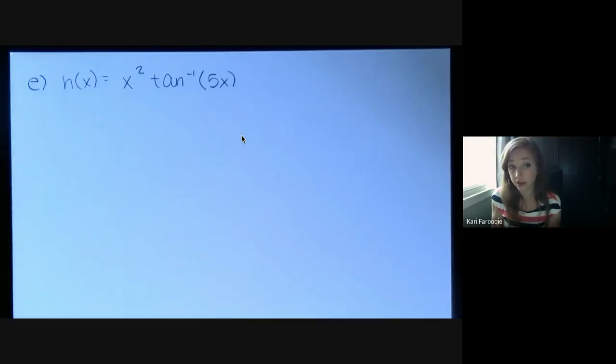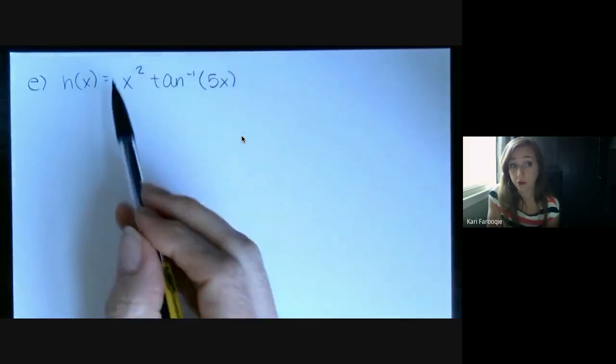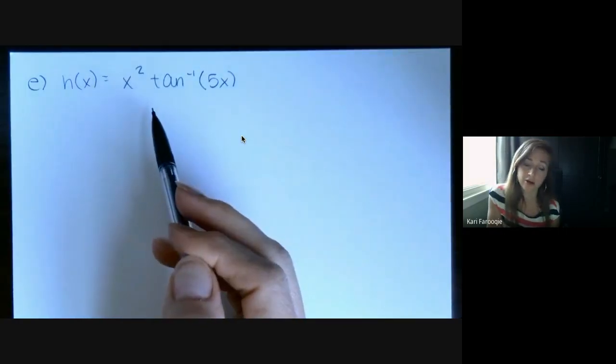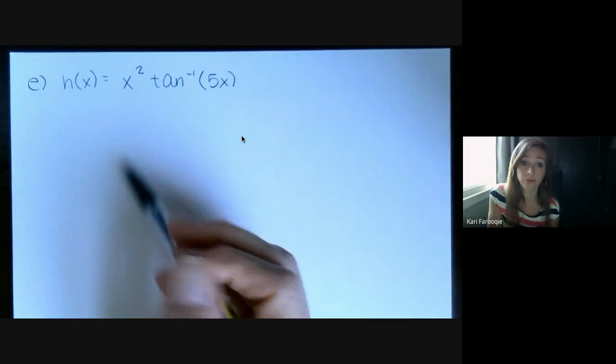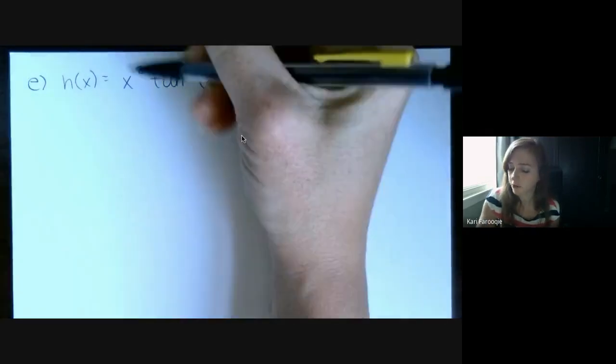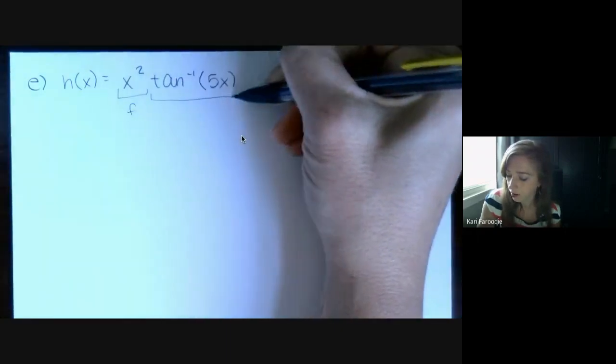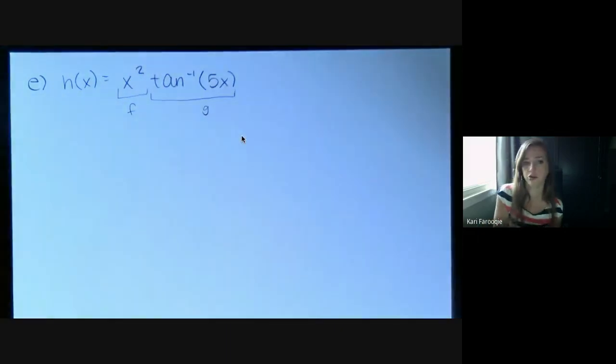Now notice that this time I didn't just give you an inverse trig function. I multiplied that by x squared. And that means you're going to have to use the product rule. You're taking the product of a polynomial and an inverse trig function. So you'll let your polynomial be f, and your inverse trig function will be g.